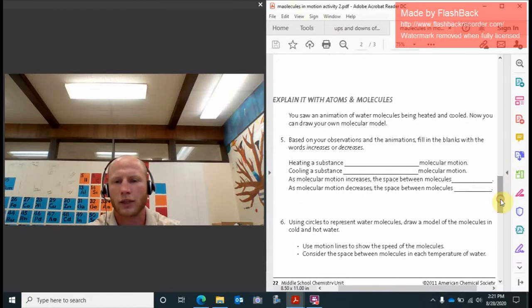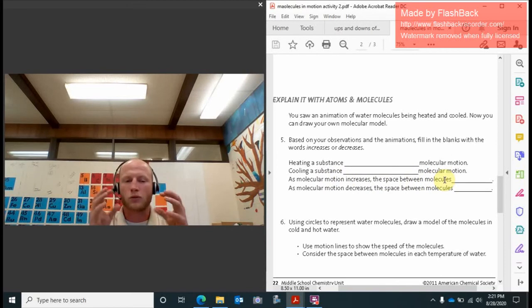Okay, so as we got down here with these animations, you should have filled in increases and decreases based on your observations. Heating a substance increases the molecular motion, cooling a substance decreases molecular motion. Those are the correct answers. As molecular motion increases, the space between the molecules also increases.